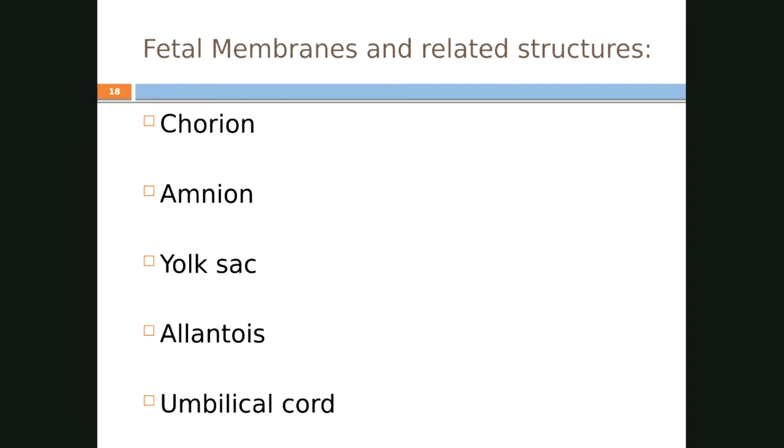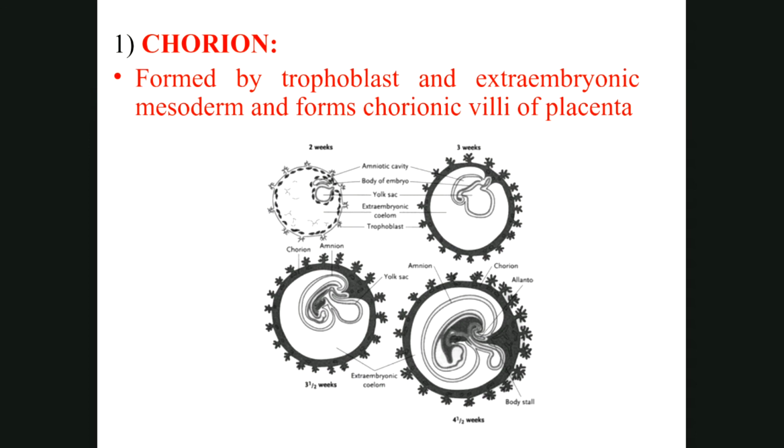So let's talk of the chorion. What is chorion? Ultimately it is formed by the trophoblast. What was the trophoblast? I told you at the very beginning that the trophoblast is nothing but the outer shell of the blastocyst, which is a covering of the blastocyst. So this trophoblast ultimately gives rise to chorion. Chorion will form finger-like projections, as you can see in this slide.